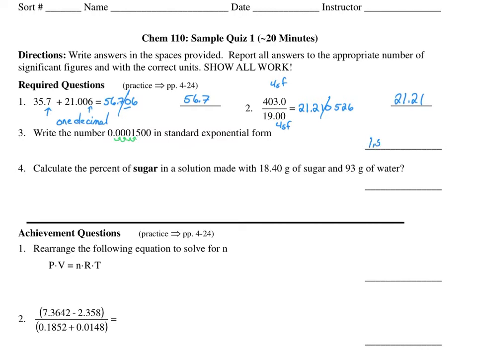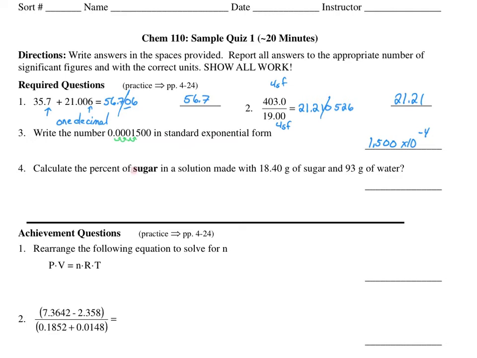So our coefficient is 1.500 times 10 to the minus 4. We know we have a negative 4 because this number is less than 1. And note that we retained a consistent number of sig figs. 4 sig figs in this number, 4 sig figs in the coefficient of our answer.